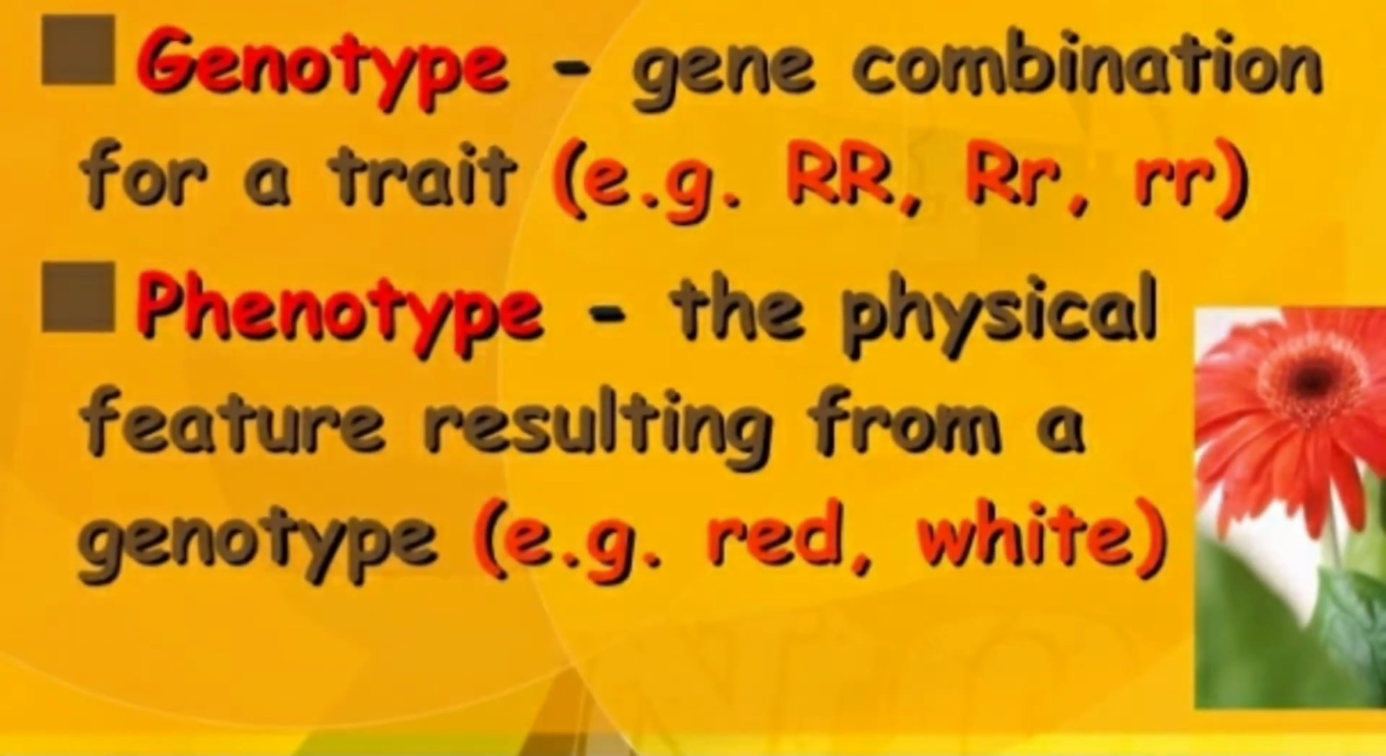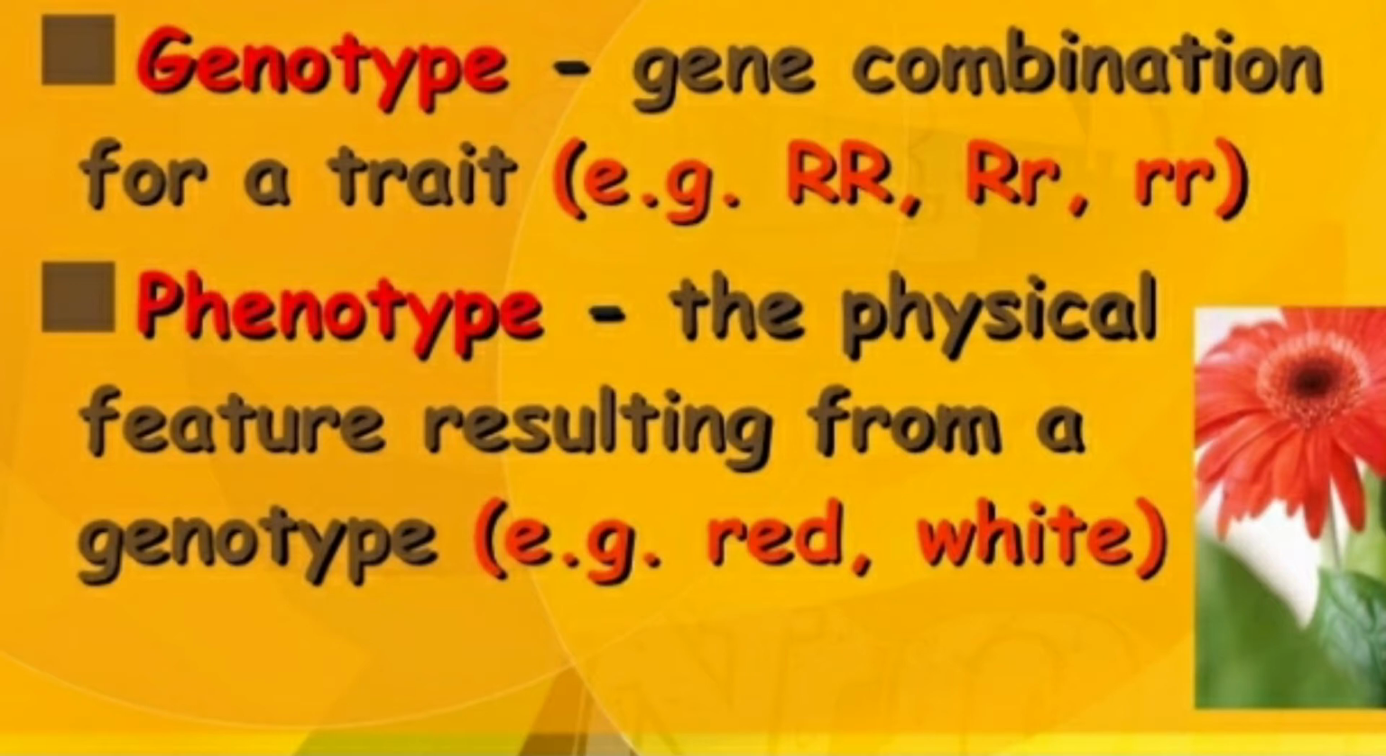Then we have genotype and phenotype, children. What is genotype? Gene combination for a trait. A trait which is formed because of the gene combination, we call it genotype, children. For example, capital R capital R, capital R small r, small r small r. So here the gene combination for a trait is called genotype, children.